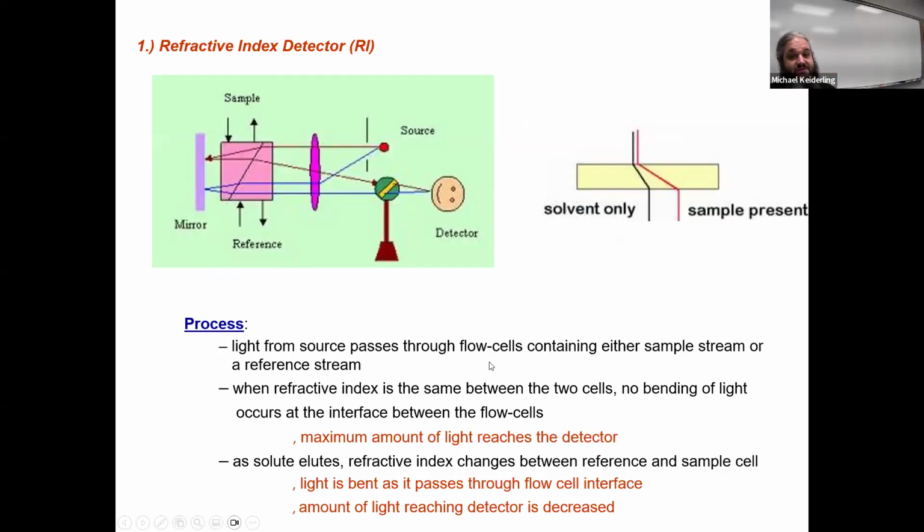So light from a source passes through flow cells containing either the sample stream or a reference stream. When the refractive index is the same between the cells, no bending of light occurs at the interface between the flow cells, and the maximum amount of light reaches the detector. As the solute elutes, the refractive index changes between the reference and sample cells, and light gets bent as it passes through the flow cell interface, and the amount of light reaching the detector is decreased. So on one side, we have the sample, on the other side, we have the reference.